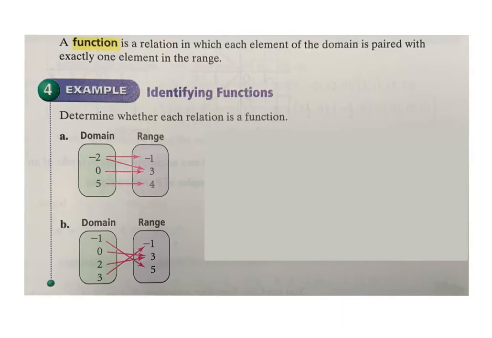So now we're going to talk about a special type of relation, called a function. A function is a relation in which each element of the domain is paired with exactly one element in the range. So this means that for every input, there is only one output.